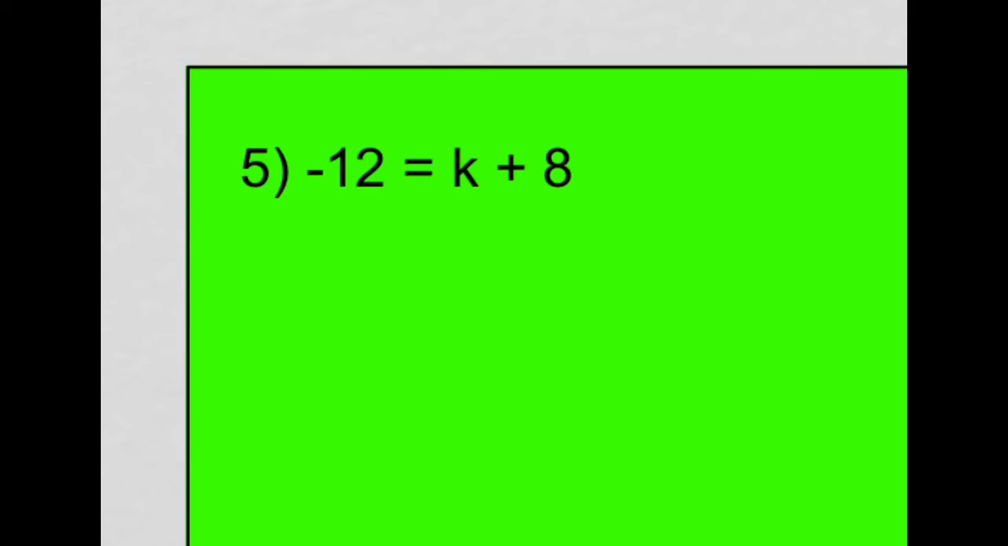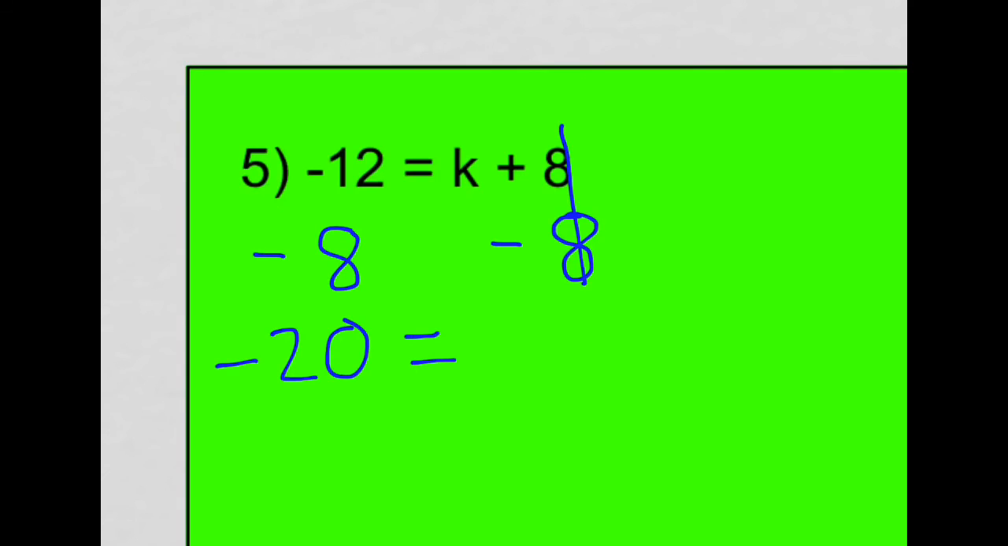This time, look beside the variable. Beside the variable is plus 8. Okay, do the opposite of plus 8. It's minus 8. Do it to both sides of the equal sign. Over here is minus 8. Now keep everything in the exact same spot it was before. Negative 12 minus 8 works out to negative 20. The signs are the same, so you add them. On the other side of the equal sign, the plus 8 minus 8 cancel, and I'm left with k. The value of k is negative 20.